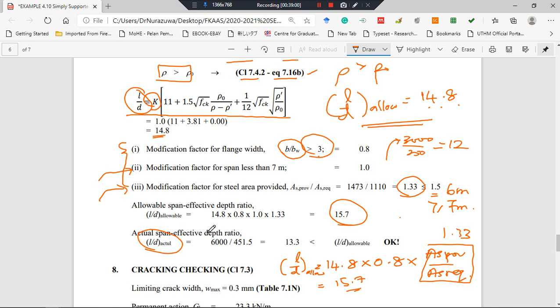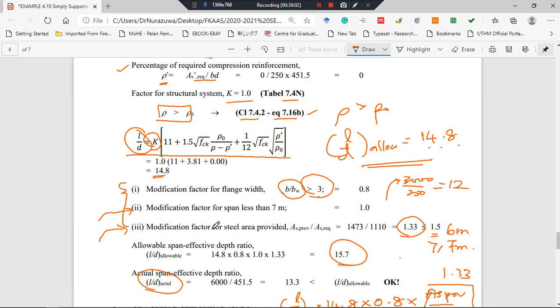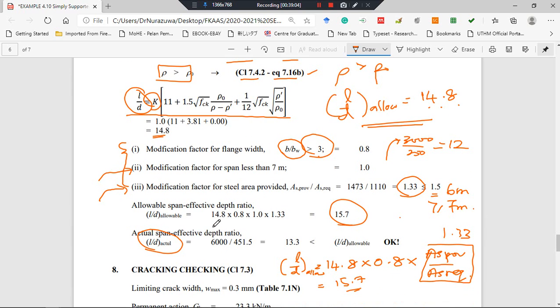We compare with the actual. The actual deflection is 13.3, which is less than the allowable L over D, which is 15.7. Thus, it is okay. So the deflection checking is okay, adequate, safe. Whatever notes you need to put, you should state this one.